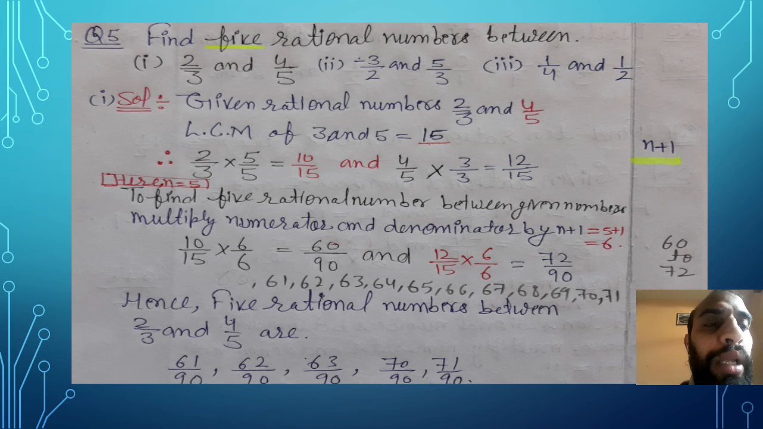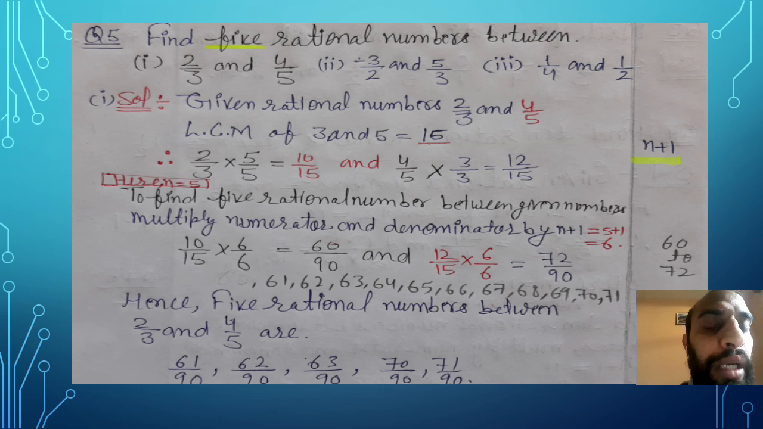So here once again we will apply the same rule. The value of n is equal to 5. Why is the value of n 5? Because here we need to calculate 5 rational numbers. To find rational numbers between the given rational numbers, we need to multiply the numerator and denominator by n plus 1. N is 5, that means n plus 1 becomes 5 plus 1, that is equal to 6.